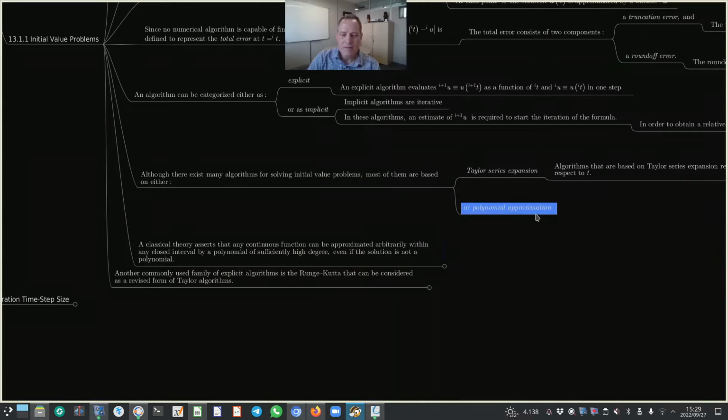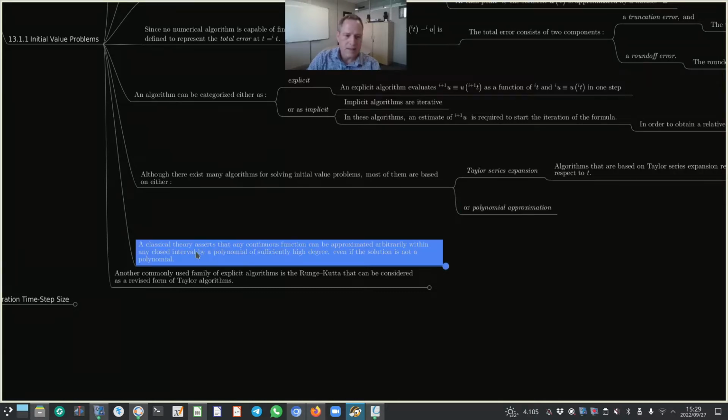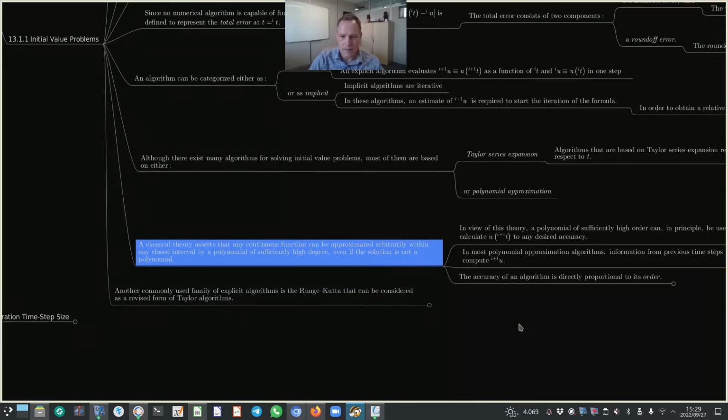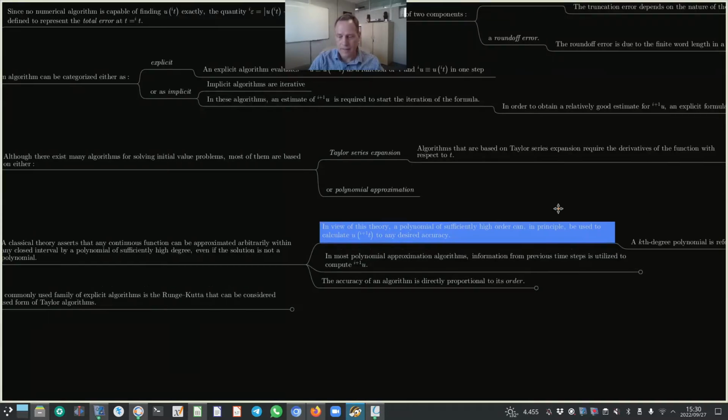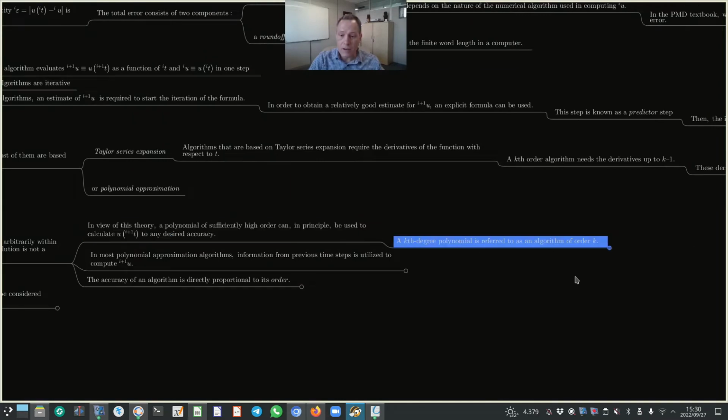So, let's look at what are the potential for polynomial approximation. A classical theory asserts that any continuous function can be approximated arbitrarily within any closed interval by a polynomial of sufficient high degree, even if the solution is not a polynomial. In view of this theory, a polynomial of sufficient high order can in principle be used to calculate u at the next time instant to any desired accuracy. A kth degree polynomial is referred to as an algorithm of order k.